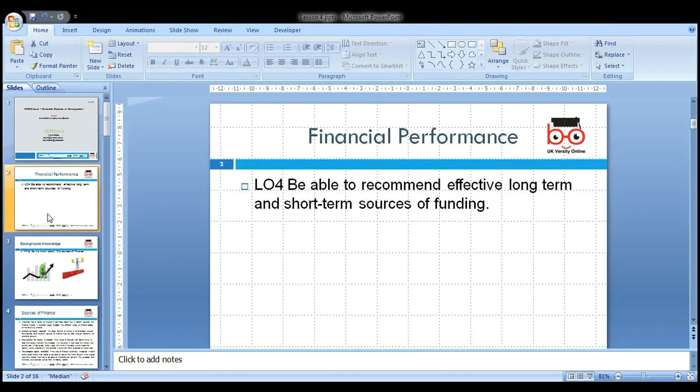Okay, so let's do a quick recap. In today's lesson, we learned about different sources of finance, short term and long term. We discussed the working capital cycle and working capital management, and I explained investment appraisal, and on what basis we can decide which source of finance is fit. Short term means within a year, and long term source of finance means more than a year. So you should be able to recommend effective long term and short term finance.